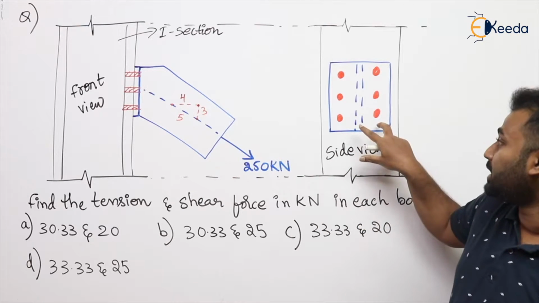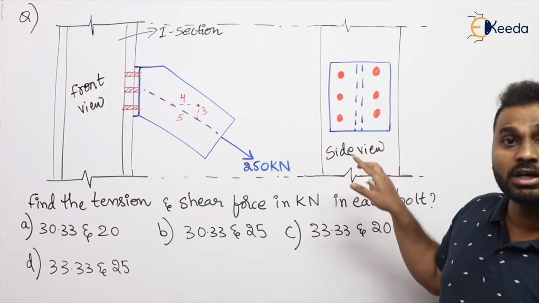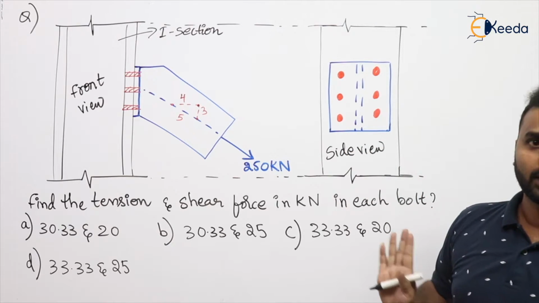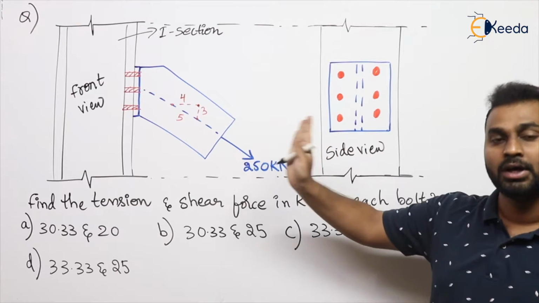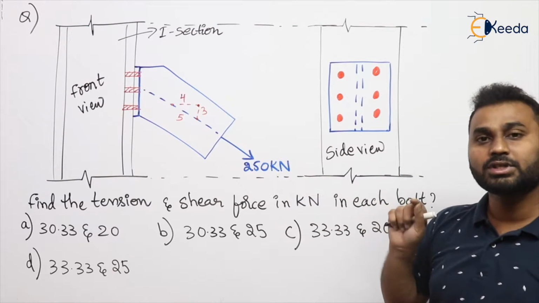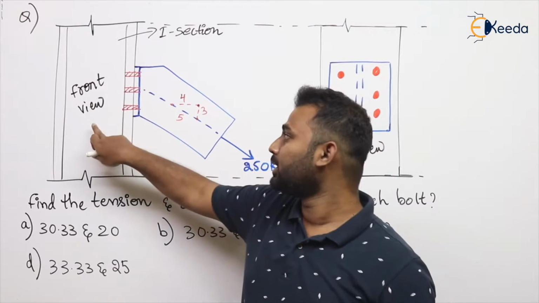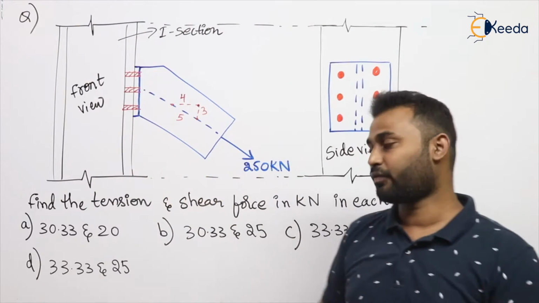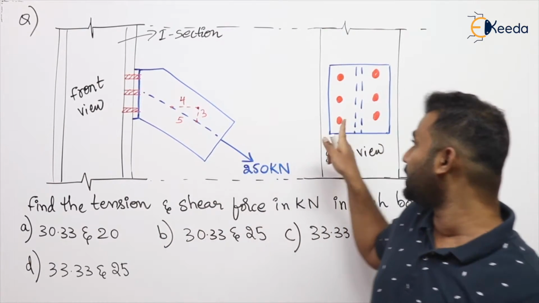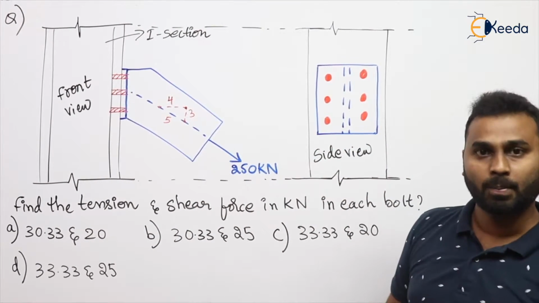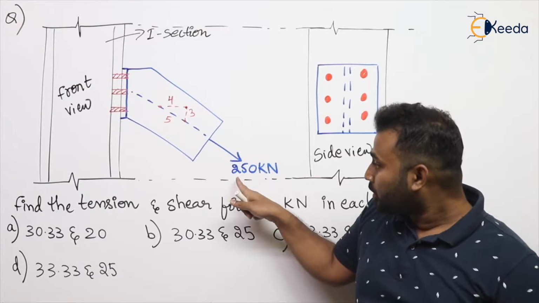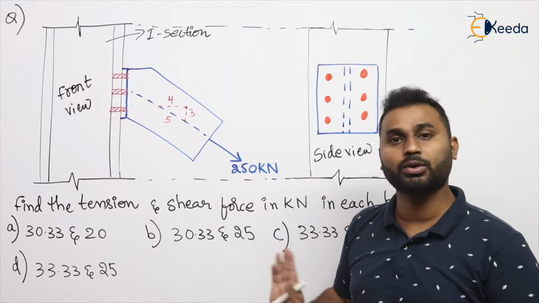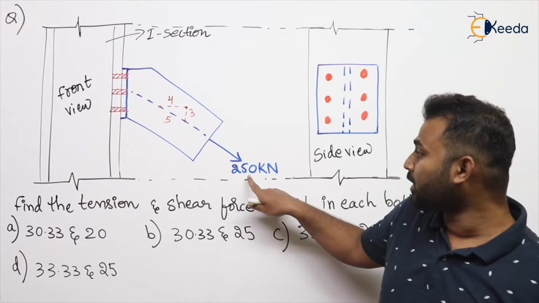In the side view, we can observe the connection details clearly. Two lines of bolts are there, and in each line there are 3 bolts, which means a total of 6 bolts used to connect this bracket to the flange of the I section. Now he is asking us to find the tension and shear force in each bolt. For that we have to go through the loading details. So what is the load here?